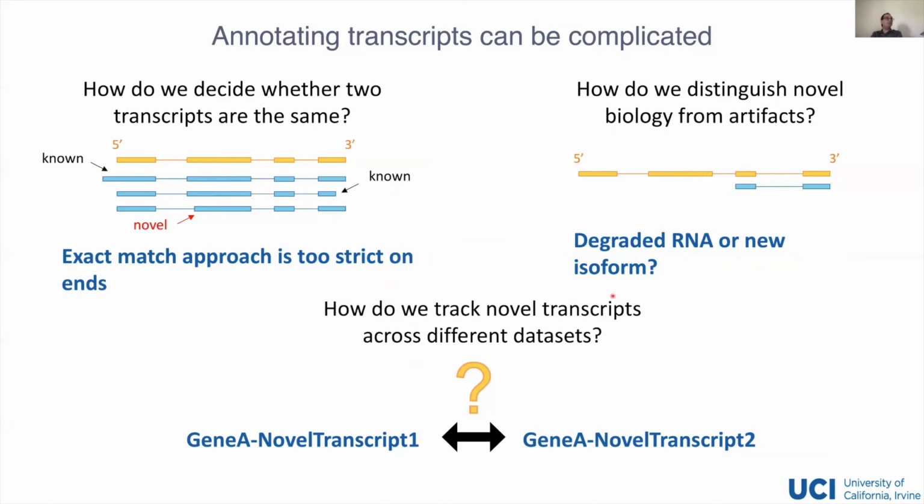The last point is that if you're doing a complex project like ENCODE, you would like to be able to track your novel isoforms across time, because ultimately you may actually detect your isoform in one sample, and then you might detect it again in a completely different sample, and you'd like those to have consistent IDs.